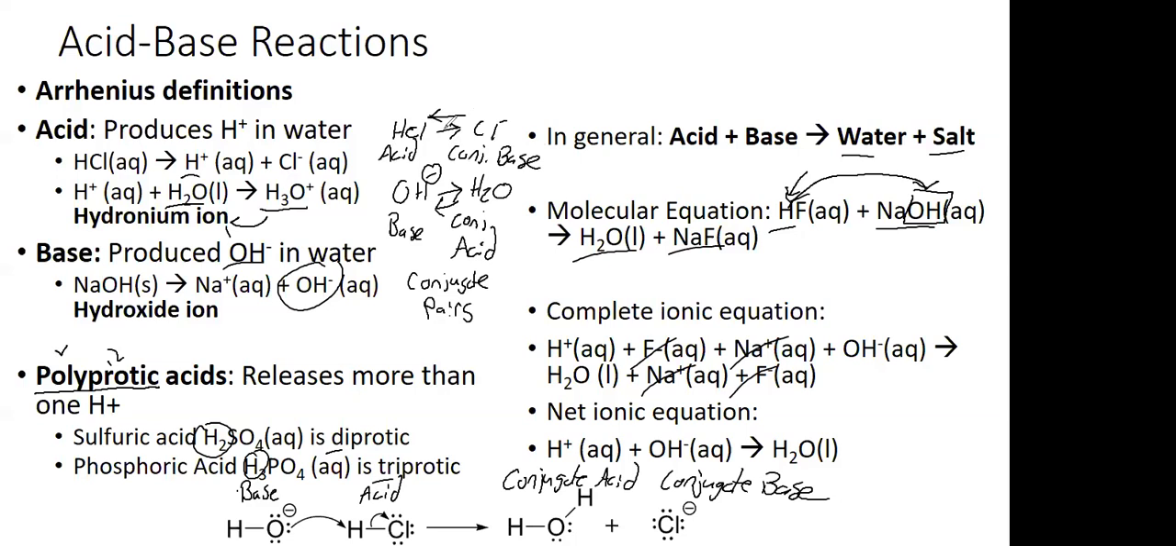So just keep that in mind. An acid in a reaction will form a conjugate base. A base in a reaction will form a conjugate acid. When you're looking at these groups, they're called conjugate pairs. And the only difference between the molecules in a conjugate pair is exactly one hydrogen. That's the only difference, one hydrogen.